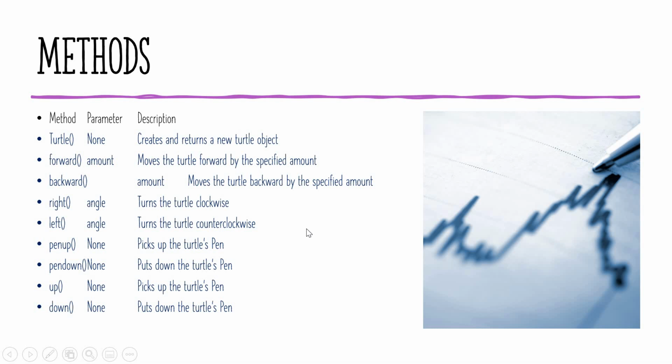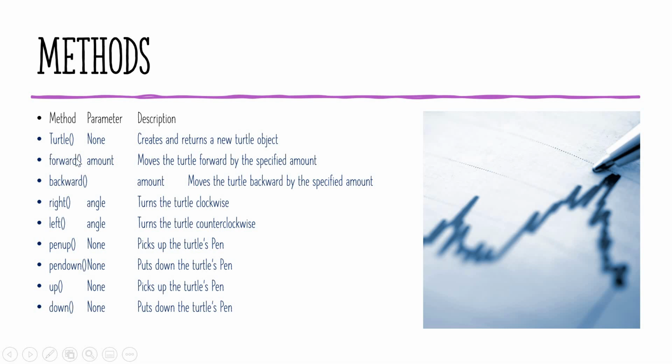Well, there are multiple methods that are supported in turtle. The first and foremost method that you need to know is turtle.Turtle. This method will create and return a new turtle object. Every file that uses turtle will have to go with this method called, and I'm going to show you that as well.